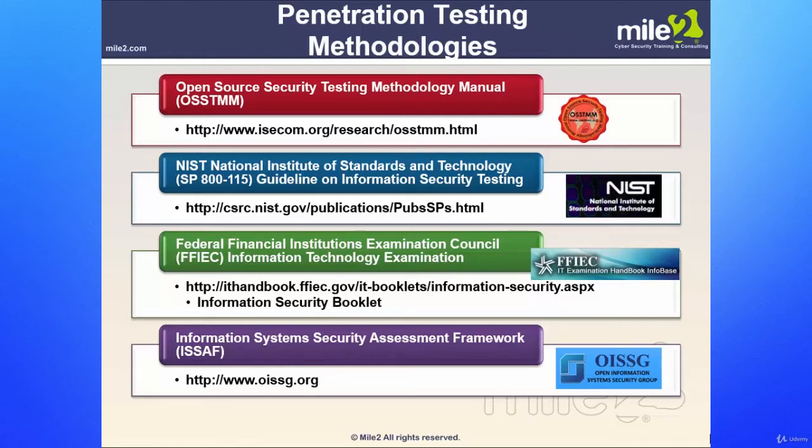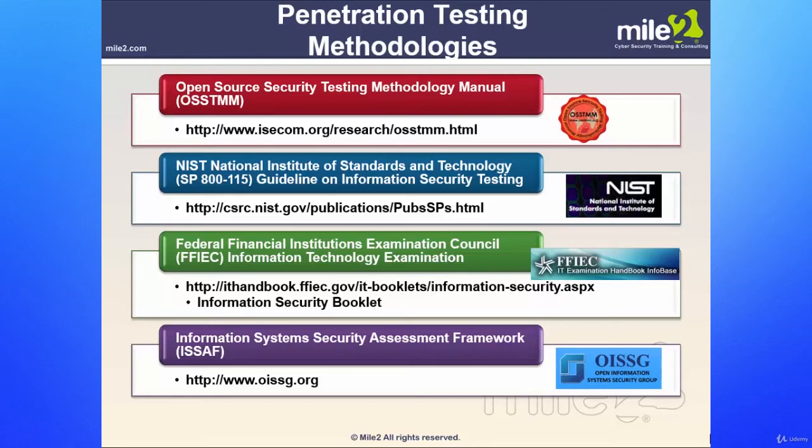NIST, the National Institute of Standards and Technology. This is going to be the SP 800-115, the Guide on Information Security Testing, which can be found at csrc.nist.gov/publications/pubs-sps.html. Again, I highly recommend you at least take a peek at that. Then we have the FFIEC, the Federal Financial Institutions Examination Council, Information Technology Examination. It has an IT handbook that you can check out at ithandbook.ffiec.gov/it-booklets/information-security.aspx, and look for the information security booklet.